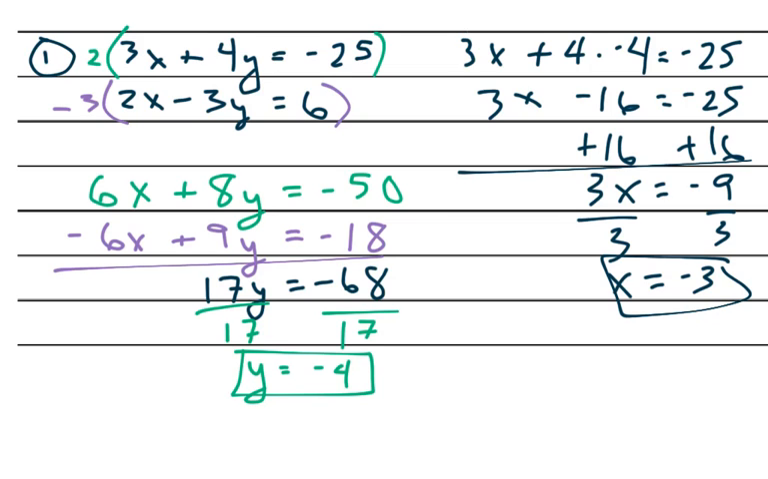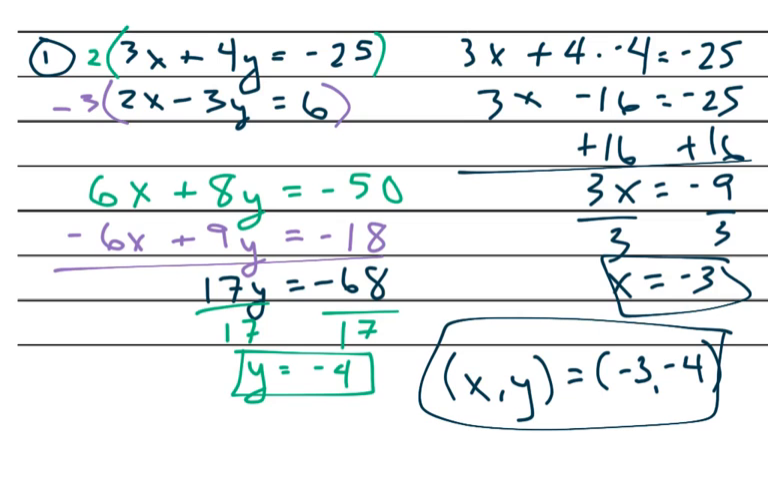So other than checking it, that leaves us with just rewriting it, and x, y is going to be negative 3, comma, negative 4. And I'll let you check this on your own, but it's basically like negative 9 minus 16 does become negative 25, and then negative 6 plus 12 does become 6. So that's good for this first one.